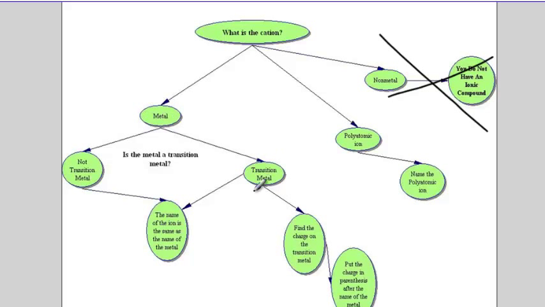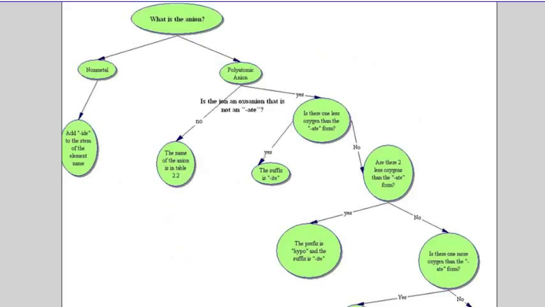If it's a metal and a transition metal or a post-transition metal, the name of the ion is still the same as the name of the metal, but you have to find the charge on the transition metal and put the charge in parentheses after the name of the metal. Then, once you've named the cation, you're going to name the anion. If the anion is a nonmetal, you just add IDE to the stem of the element name: chloride, fluoride, etc. Or it's a polyatomic anion, in which case the name of the anion is in the table in your book.